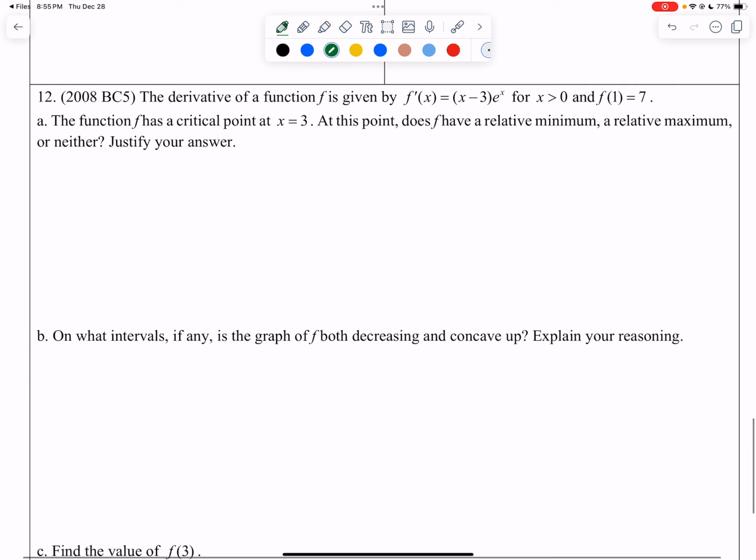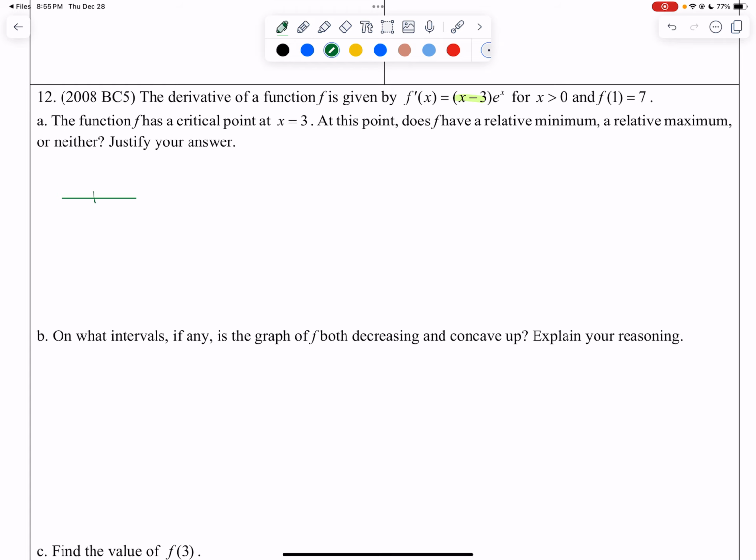All right, so we have the derivative of a function f is given by this lovely thing for x is greater than 0 and f of 1 is equal to 7. Part A says the function f has a critical point at 3, which we could see here, that's true. And at this point, we want to see if it is a relative min, a relative max, or neither, and we want to justify our answer. So the only critical point for f prime of x is just 3, just because e to the x can't be 0.